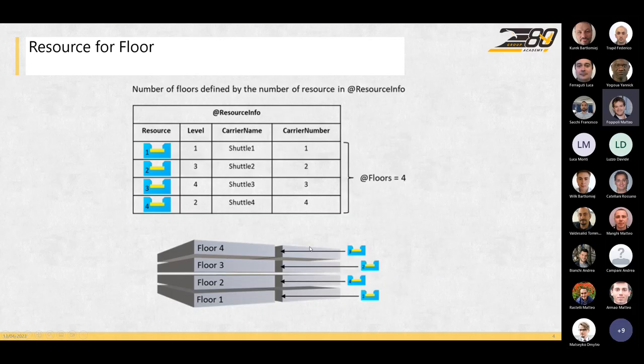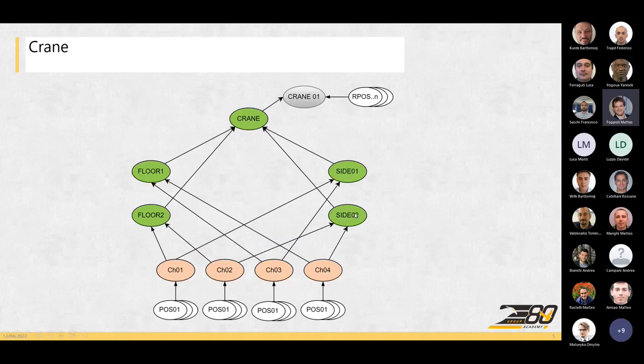It is a little bit different for the crane, and we will see immediately the structure of the crane. You see that it is more or less the same, but the difference is shown by the resource. The resource in this case is only one, the crane, which is connected directly with the crane. It is the parent of the crane and is not connected to the floor, because the crane should work on all floors. So the idea is this one.